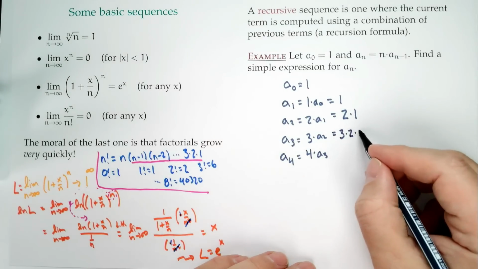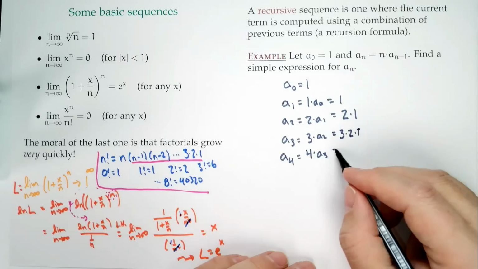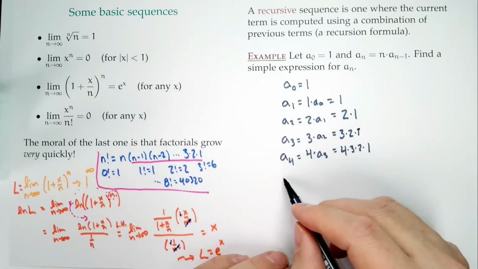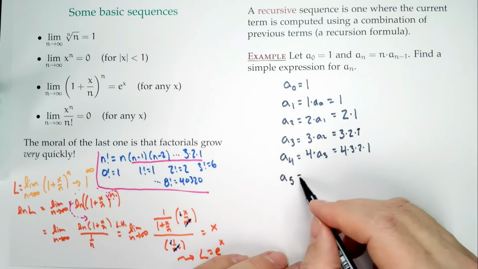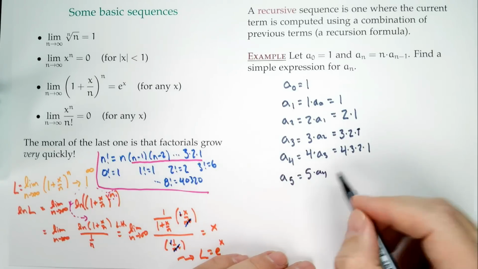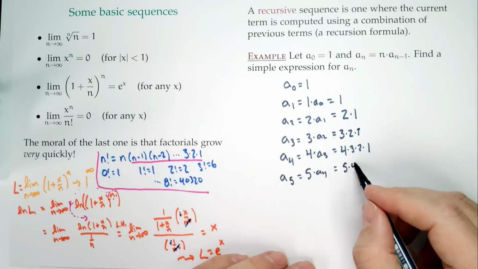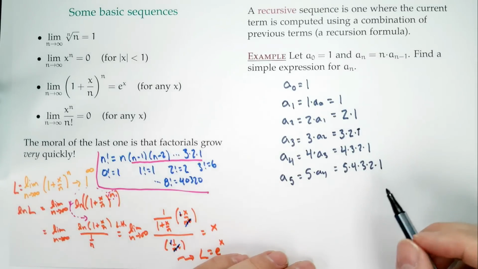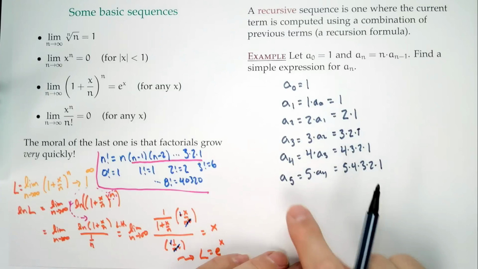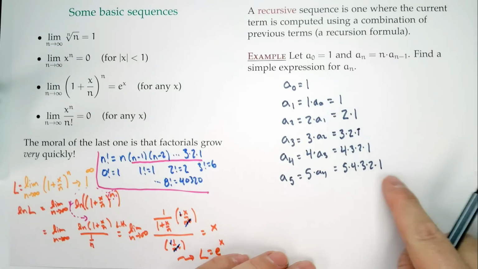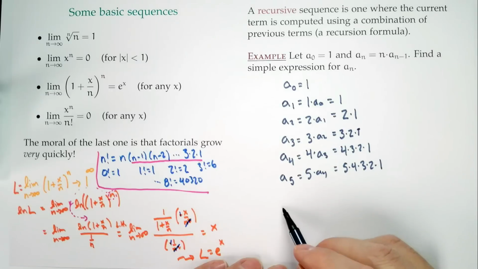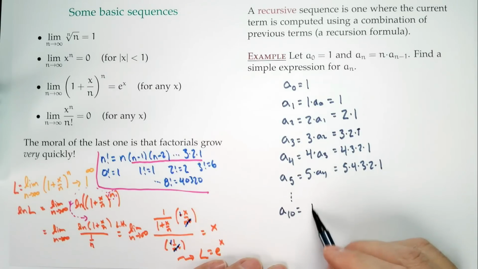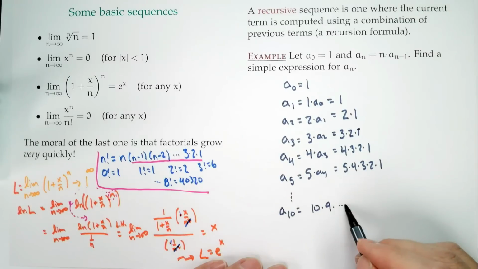So next one, 3 times 2 times 1. Next one, 4 times 3 times 2 times 1. Seems familiar. a5, that's 5 times a4. That's 5 times 4 times 3 times 2 times 1. Do you spot the pattern? Do you see what it's doing? If I'm a5, I just multiply the first 5 numbers together. Which means if I'm a10, it looks like it's going to be multiplying the first 10 numbers together.